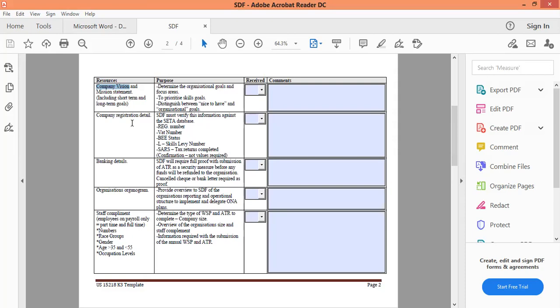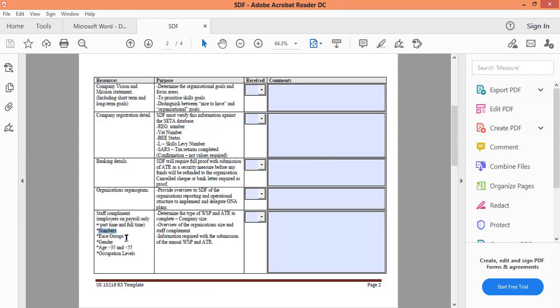Then we've got the company registration details here. Banking details, the 20% mandatory grant, the CETA wants proof of where they're going to pay it into. Company organogram, so that you can have a picture, or an image in your head, of how the company is structured and how many departments you work through. Then we've got the staff complement here. I want the numbers, the race group, the gender, the age, occupational levels.